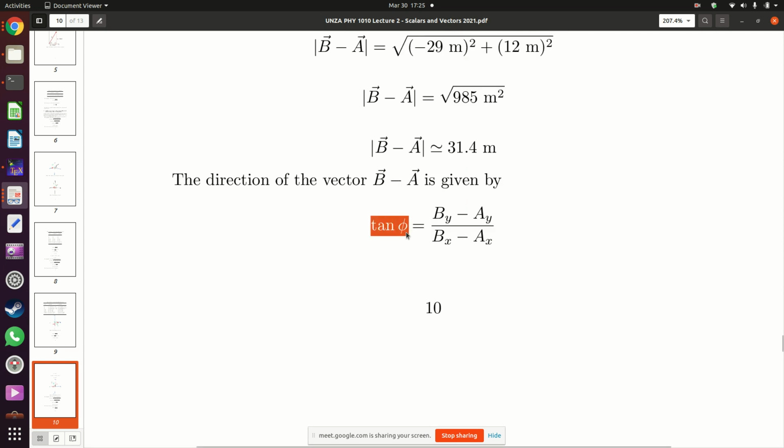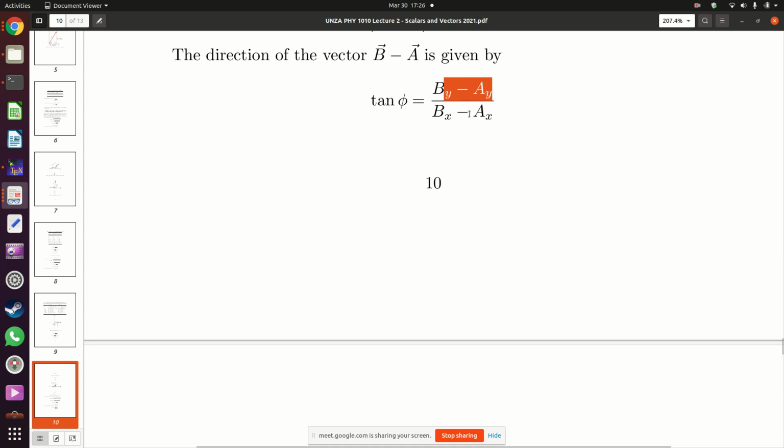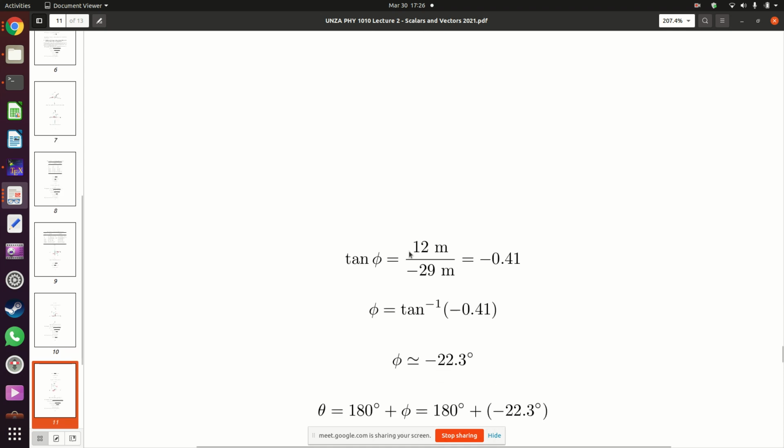We work out tan phi. Tan phi is equal to by minus ay divided by bx minus ax. So by minus ay is 12 meters, and bx minus ax is minus 29 meters. So you go 12 meters divided by minus 29 meters, and this gives us minus 0.41.